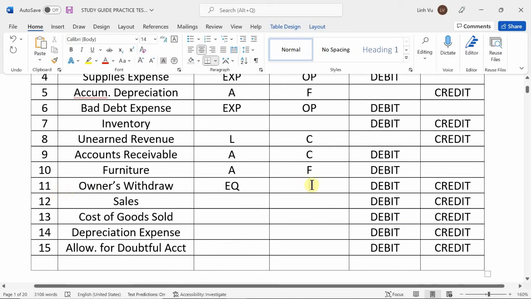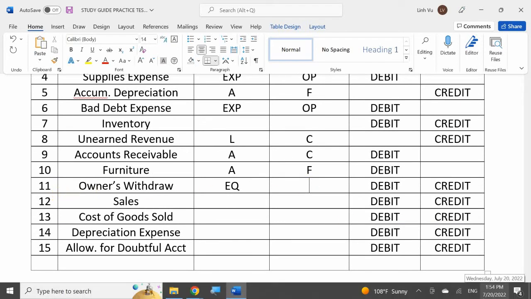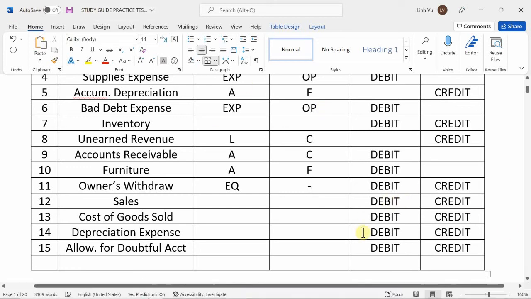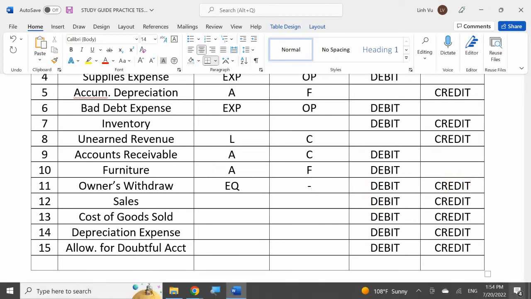Owner's equity doesn't have any category, so it's blank there. None of the above. Good. And since it's a contra account, it's opposite to the normal balance, so debit is the positive. Would an owner's withdrawal increase or decrease equity?